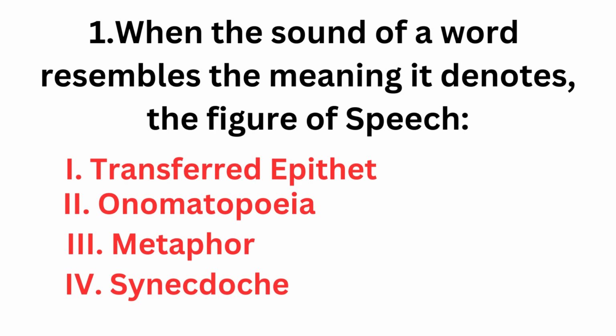Here is question number 1. When the sound of a word resembles the meaning, it denotes the figure of speech. We can guess the meaning by the sound only. So the figure of speech is known as, here are the four options: transferred epithet, onomatopoeia, metaphor, or synecdoche. The correct answer is onomatopoeia because in this figure of speech, sound suggests the meaning.